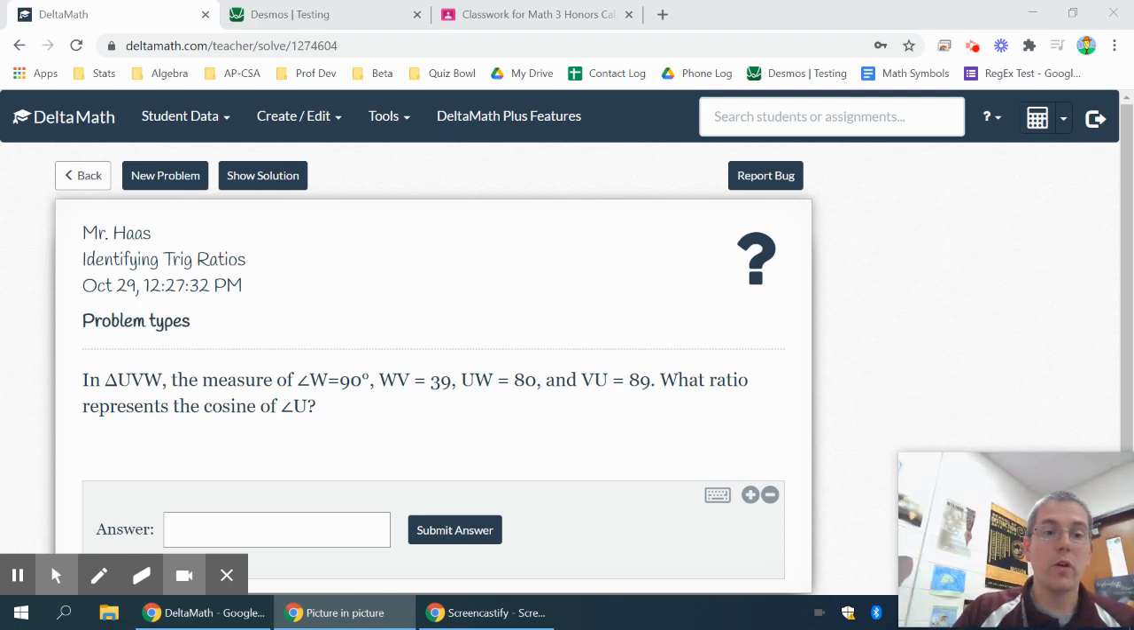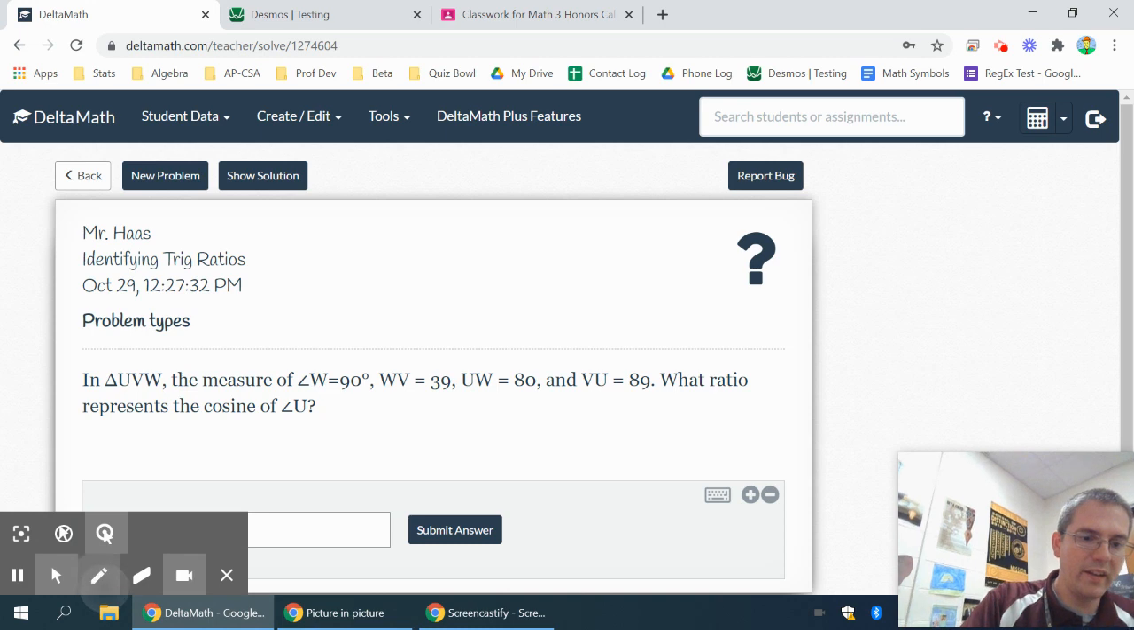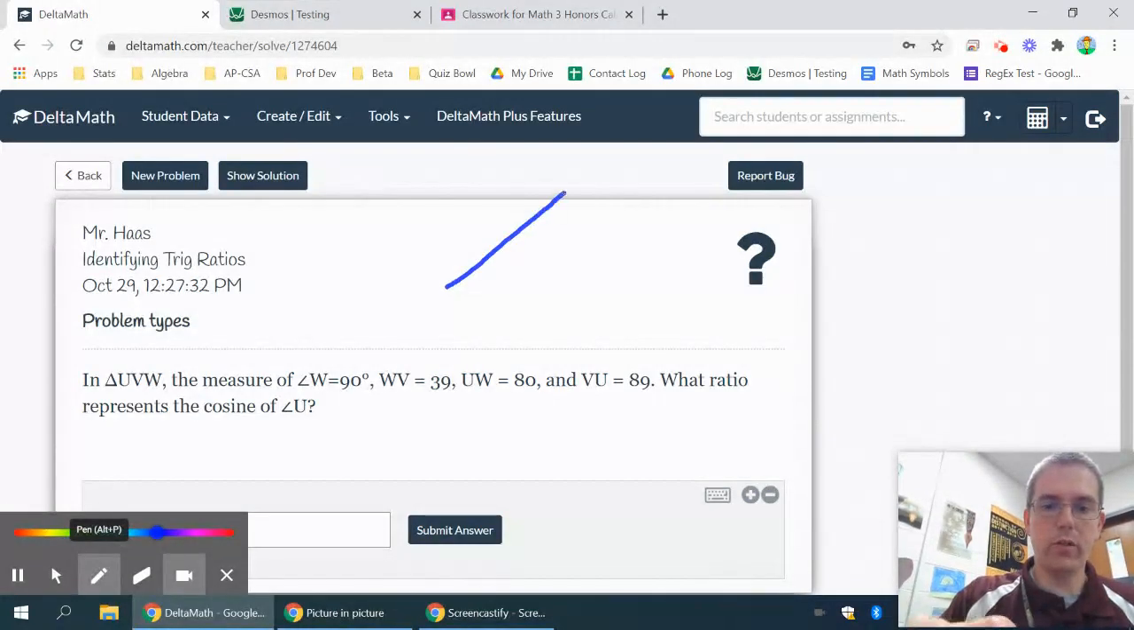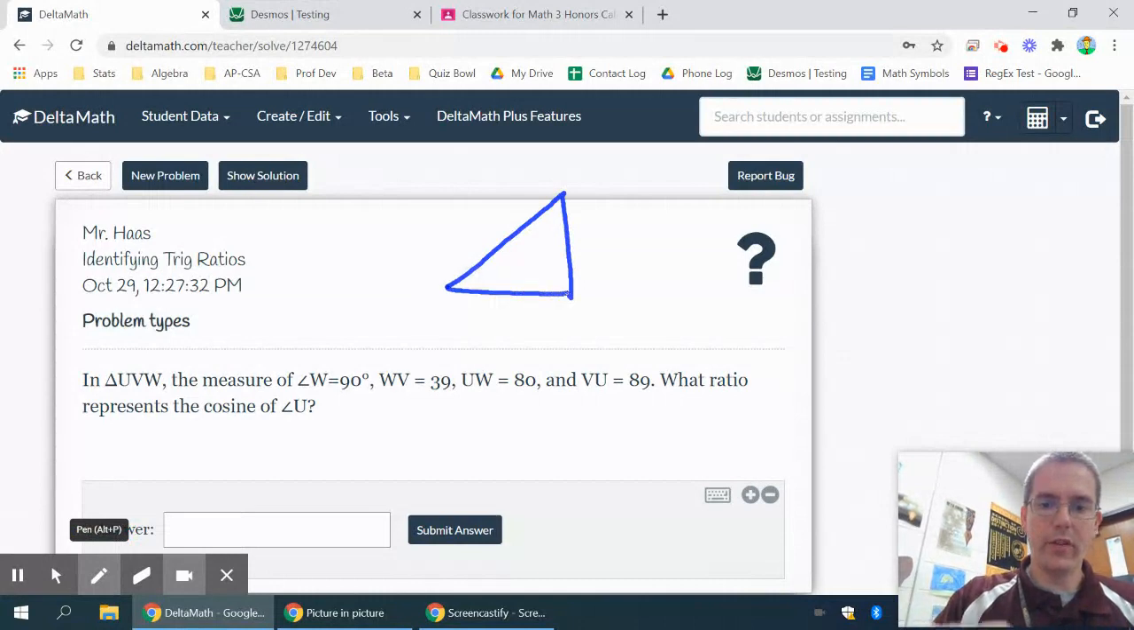Okay, this is going to work a lot like the trig ratios you've done in your notes, but the big difference is they did not show you the right triangle. So we're going to kind of have to review how to set up a triangle. So draw yourself a nice normal looking right triangle, and we'll say this is our right angle, and then we have to label it as they tell us to.